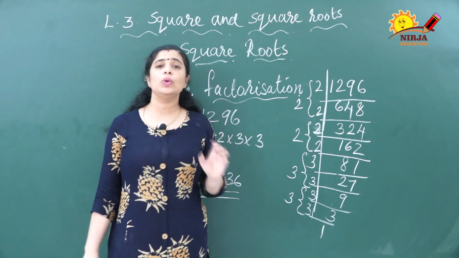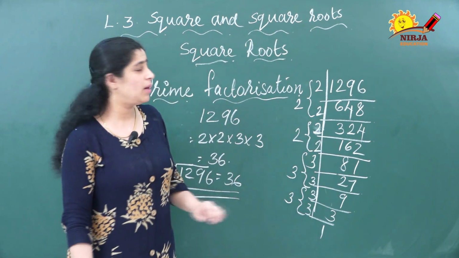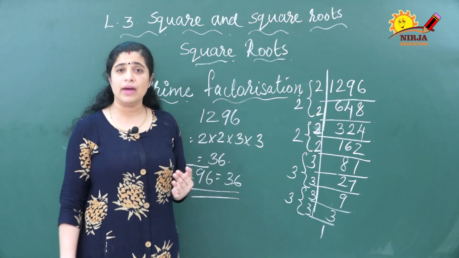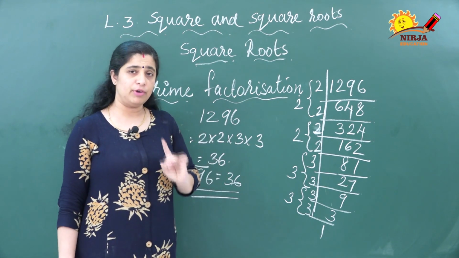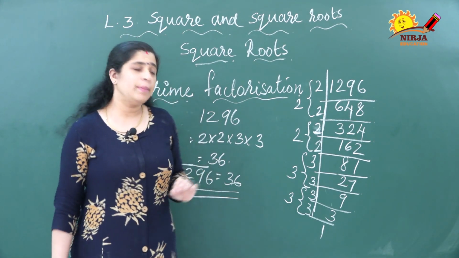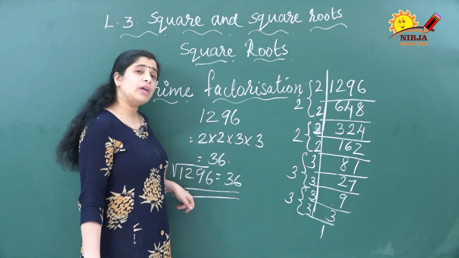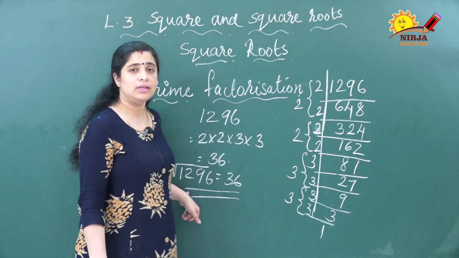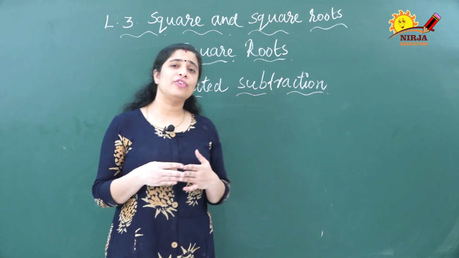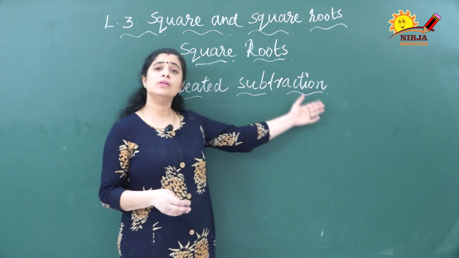Like this way you can find the square root of a number by doing the prime factorization, and after that pair the numbers and take one number from each pair, then you will get the square root of the number. Here we found the square root of 1296. So the next method to find the square root of a number is repeated subtraction.